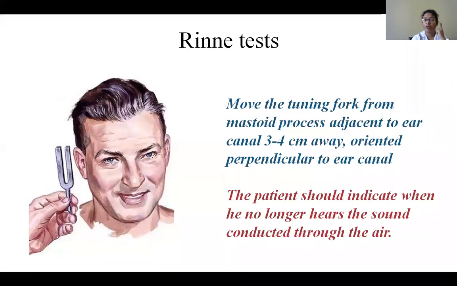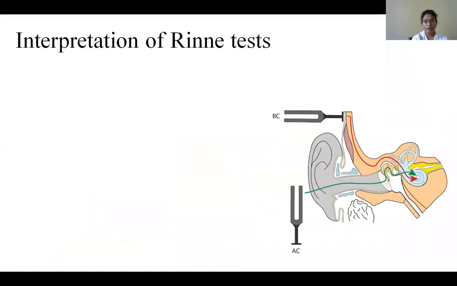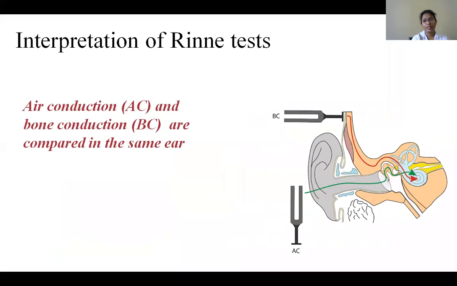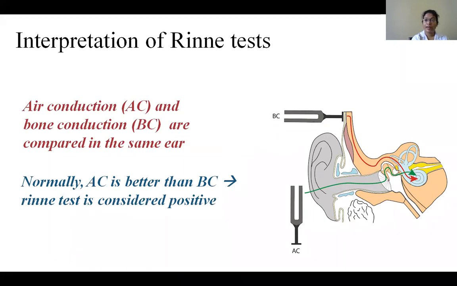And when he no longer hears the sound through air conduction, again he has to indicate. So we are assessing air conduction and bone conduction in the same ear, comparing them with each other. Normally air conduction is better than bone conduction. So when air conduction is better than bone conduction, we say that Rennie's test is positive.